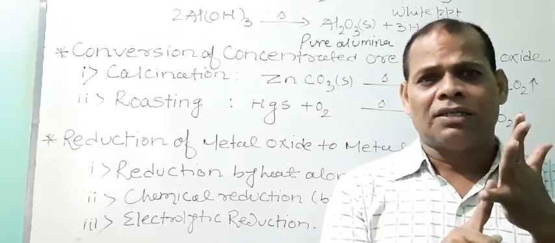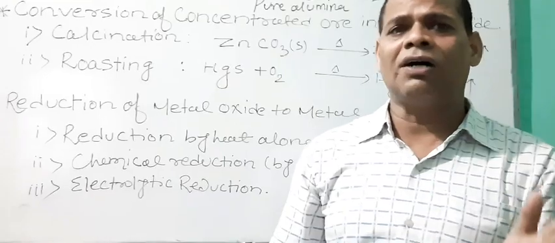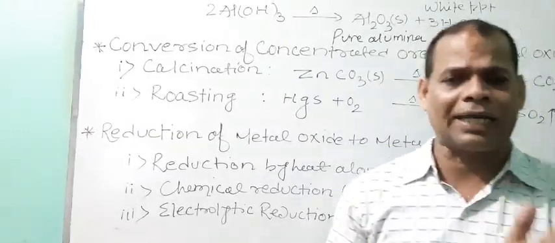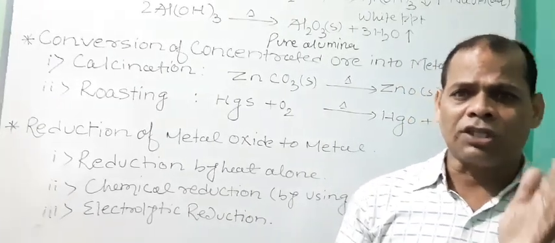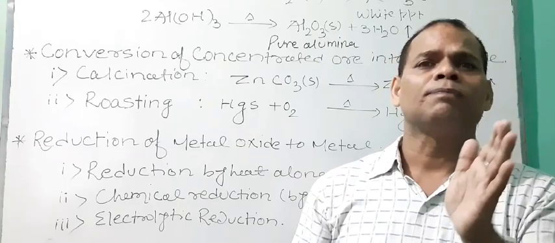What I said? First objective of calcination is to convert the carbonate ore into their oxide form. Second, it removes the volatile impurities. Third, it removes the moisture.